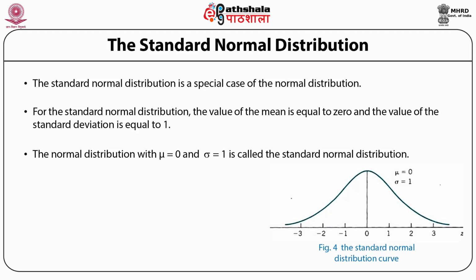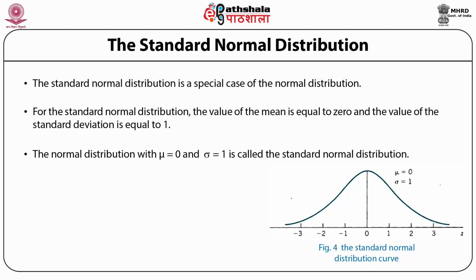The random variables that possess the standard normal distribution are denoted by z and are called z values or z scores. So on the x-axis, now we convert it to z values. This is the z value on the x-axis, and in this curve mu is taken as 0 and sigma is 1, then it is known as the standard normal distribution curve.